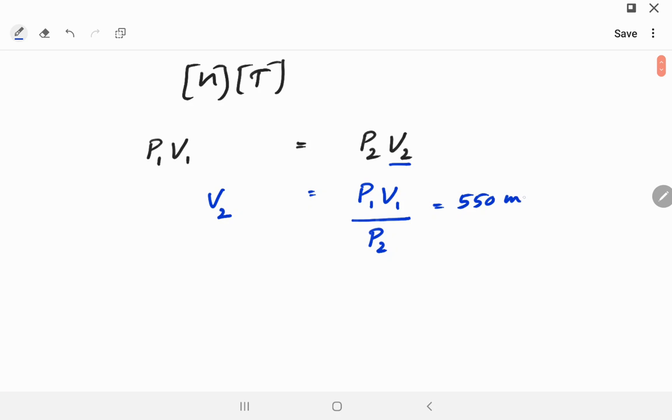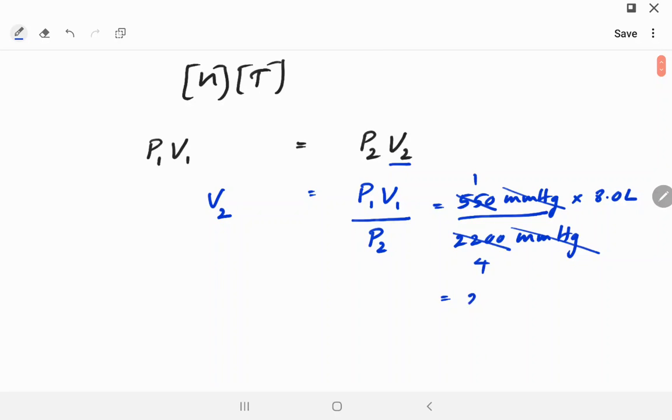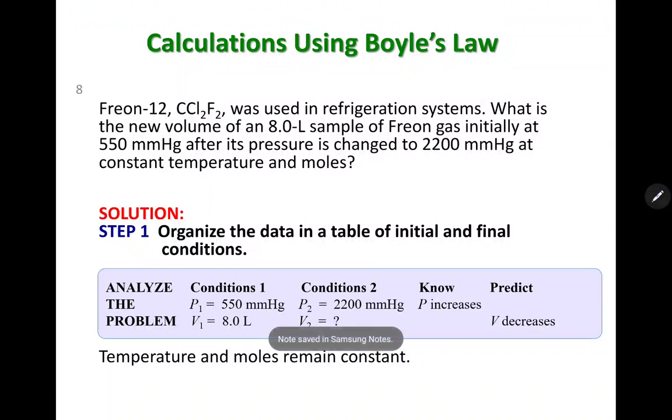So P1 of course is 550 millimeters of mercury. Always write units, okay, it will pay off. And then volume is 8 liters. Then P2 is 2200 millimeters of mercury. So you will see that the units will cancel off, especially millimeters of mercury. And this is 4 times as, so you will divide 8 by 4, which is 2.0 liters. So V2 is 2.0 liters.